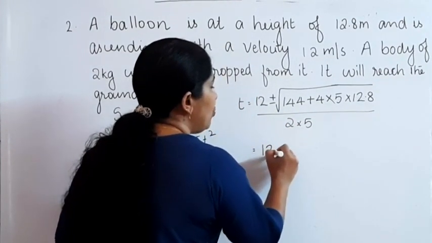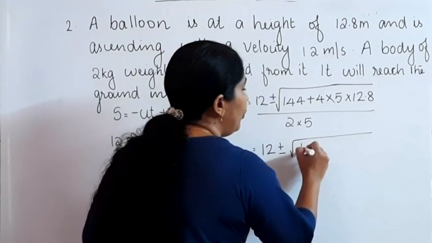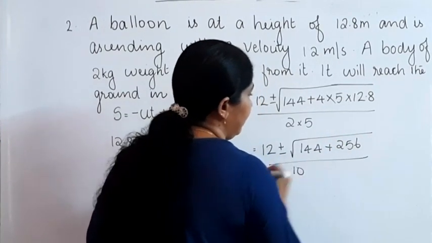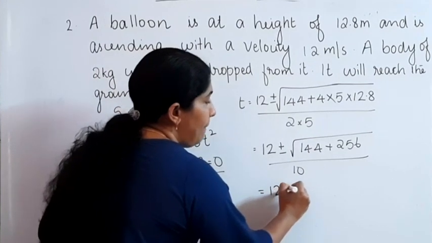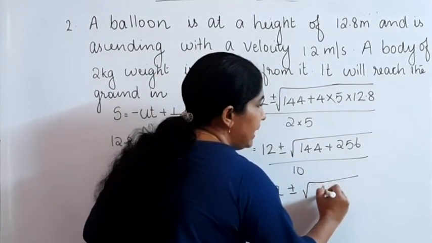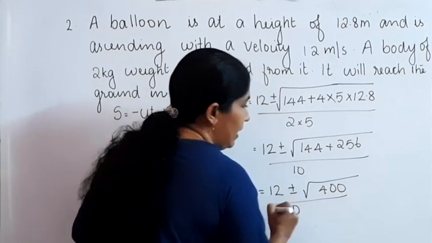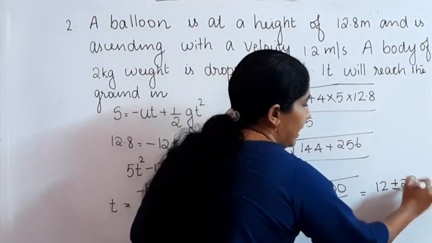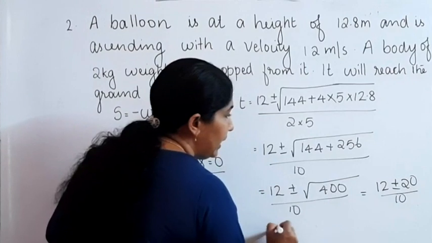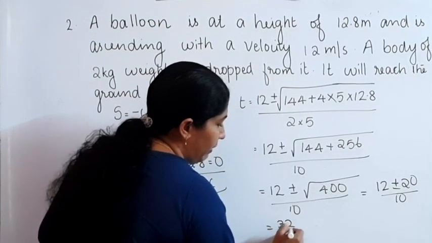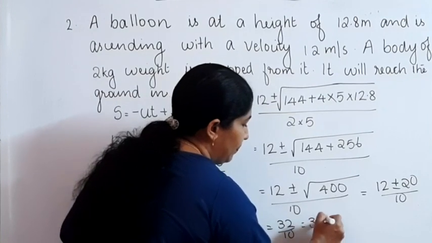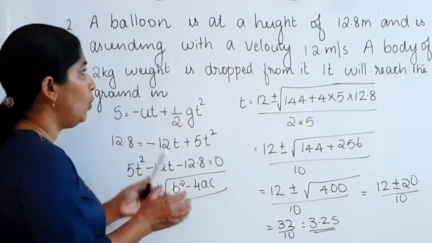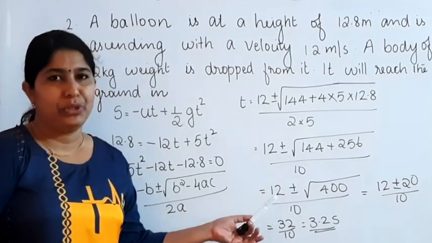Okay, that's equal to 12 plus or minus root of 144 plus 256 divided by 10. That's equal to 12 plus or minus root of 400 divided by 10. That's equal to 12 plus or minus 20 divided by 10. That is equal to 32 divided by 10 equal to 3.2. Okay, 3.2 seconds is the answer. The time taken by the body to reach the ground is equal to 3.2.